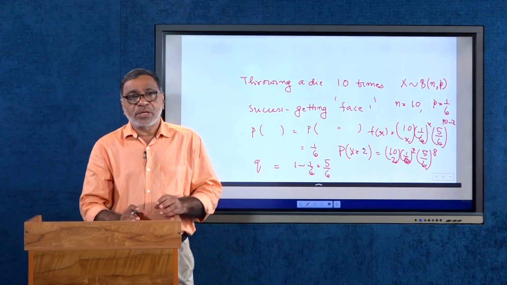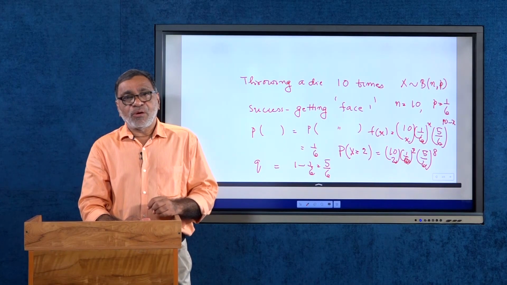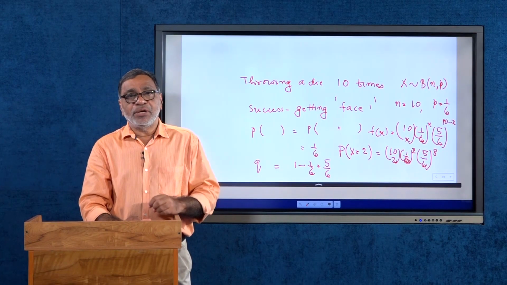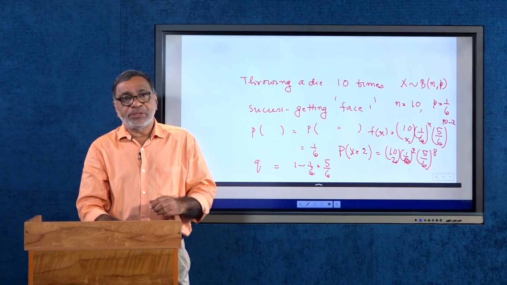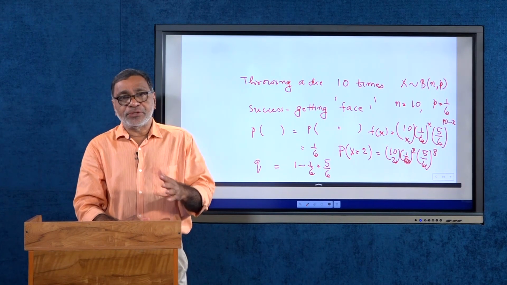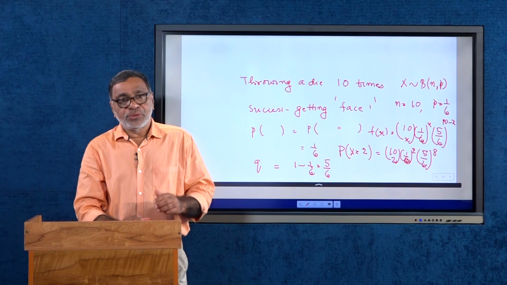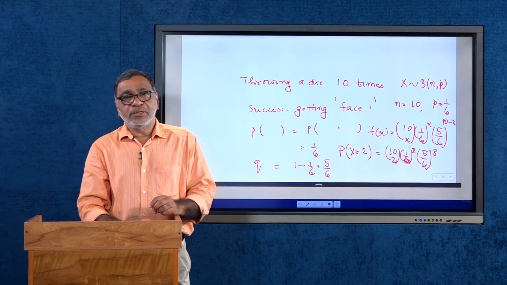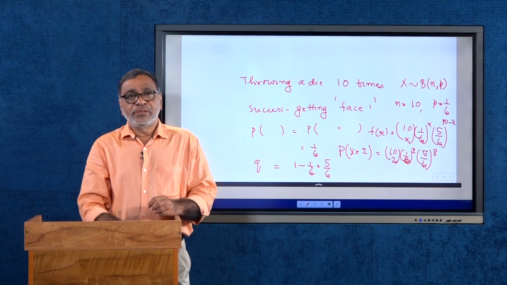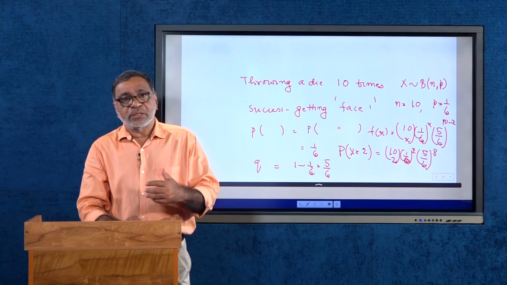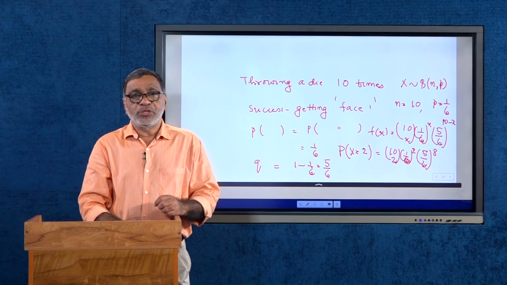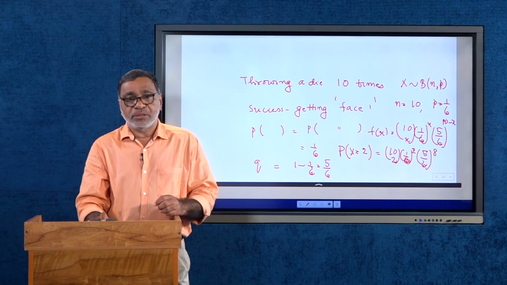So these are some examples of where we are applying the binomial probability mass function to get the probability of interest. So we are winding up this session, and we will further discuss the moments, the moment generating function and other characterization properties of the binomial distribution in the next module.